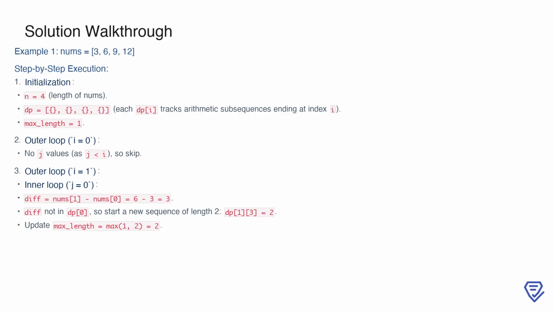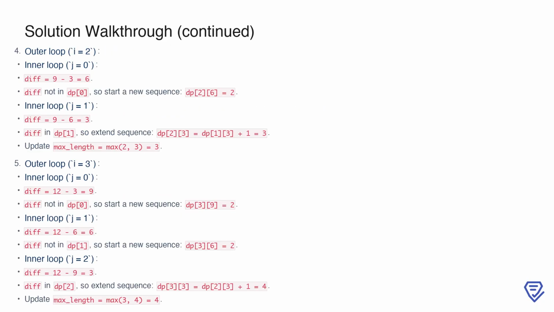For the first outer loop where i equals 0, there are no earlier indices j to compare with, so we move forward. For i equals 1, we calculate the difference between nums[1] and nums[0], which is 3. Since this difference is not in dp[0], we start a new sequence of length 2 and update dp[1][3] to 2. At the same time, we update max_length to 2, as it's the maximum length we've encountered so far.